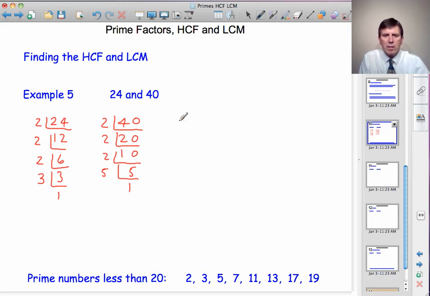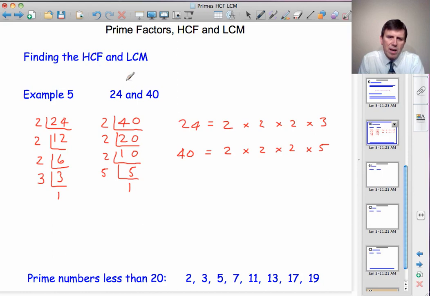So I can now write that 24 is equal to 2 times 2 times 2 times 3. And I can write that 40 is equal to 2 times 2 times 2 times 5. Now that's just what we were doing in the first part of the lesson.